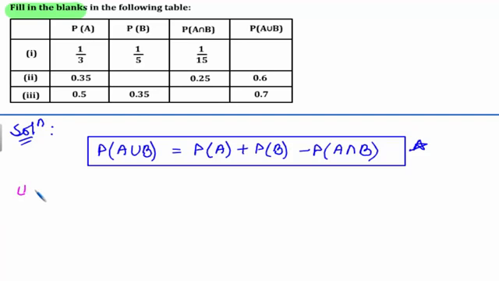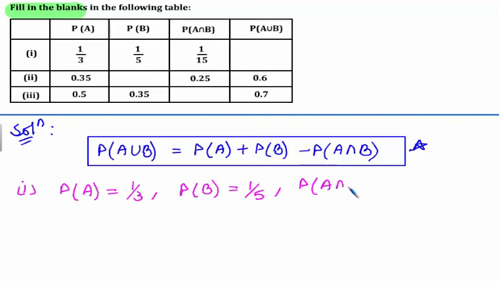Let's begin with the first one. In the first one, we are given probability of A, probability of B, and probability of A intersection B. Probability of A is 1 upon 3. Probability of B is 1 upon 5. And probability of A intersection B is 1 upon 15. We have to find probability of A union B.